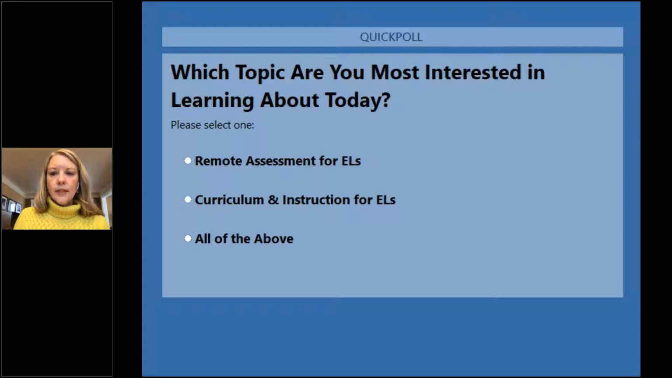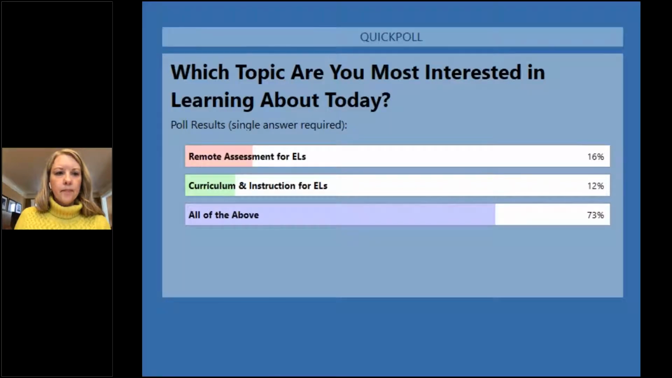All right, we've got lots of people voting, which is great. We'll just give it about 10 more seconds, and then we'll see what rises to the top. All right, let's see. Okay, well, 73% of you are interested in both remote assessment and curriculum and instruction, and so you are in luck because we are going to touch on both of those things today.